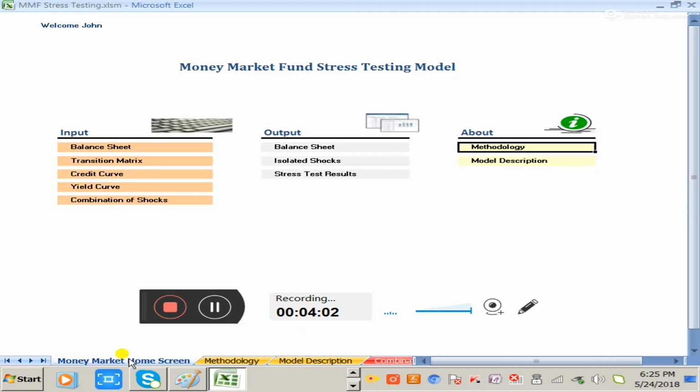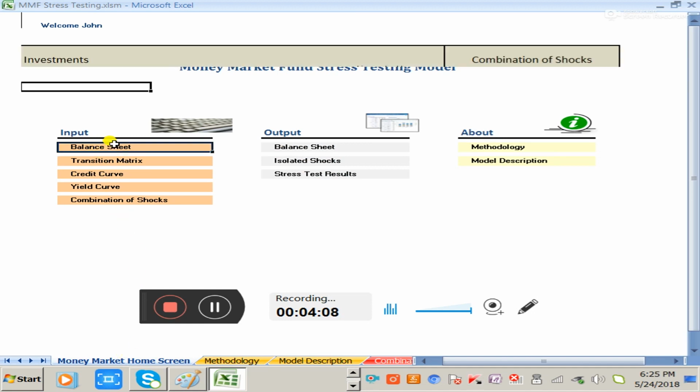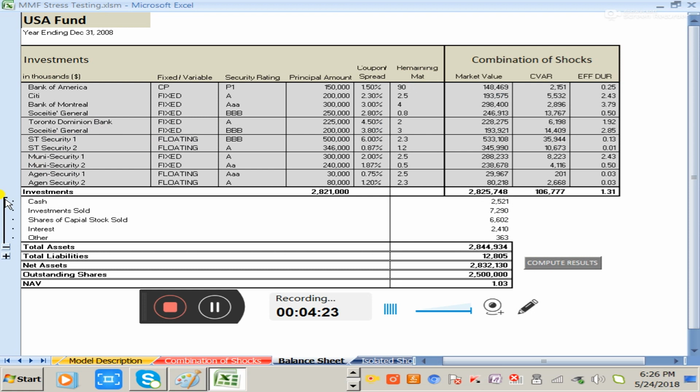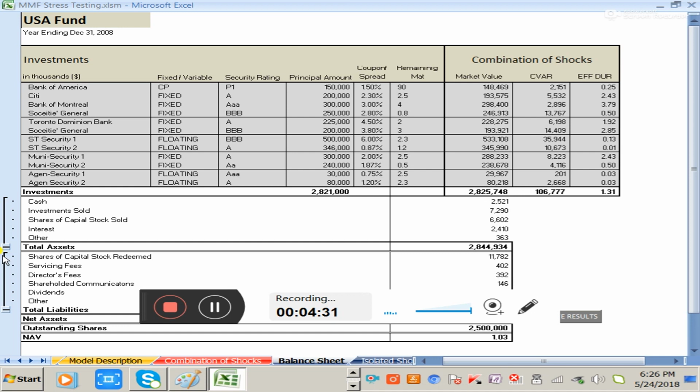So let us go to the home screen. The input section has 5 sheets in it. The first sheet is a balance sheet where all the securities are listed and the terms of the securities are also given in columns B up until I. The total assets include both investments and other line items in the balance sheet which do not carry the stress. You have liabilities as part of the balance sheet which also are not subject to the stress. So the net assets is nothing but the total assets minus the total liabilities, and this is divided by the outstanding shares to get the net asset value, which is 1.03.